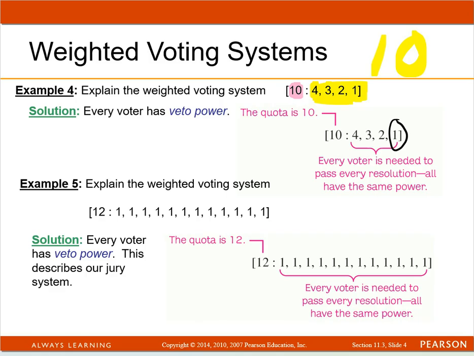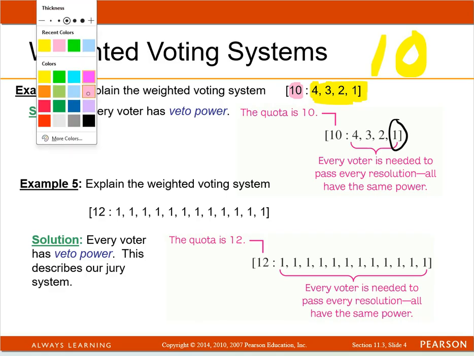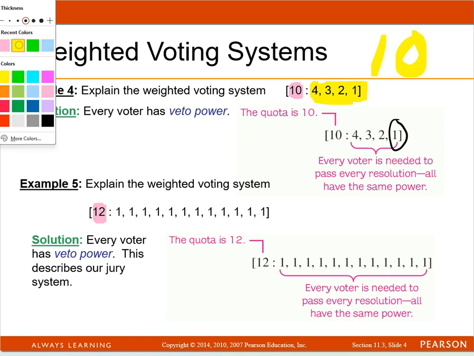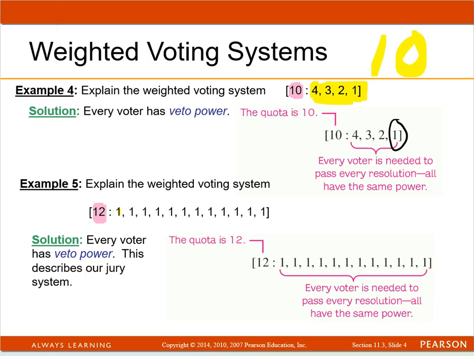Example 5, this is our jury system. There are 12 people on the jury, and you need all 12 people to vote the same way. So you need 12 votes, and again, I've got 1, 2, 3, 4, 5, 6, 7, 8, 9, 10, 11, 12. I need 12 people. Each person on the jury has 1 vote, and they all have to say guilty, or they all have to say not guilty. They have to agree. So that's that.